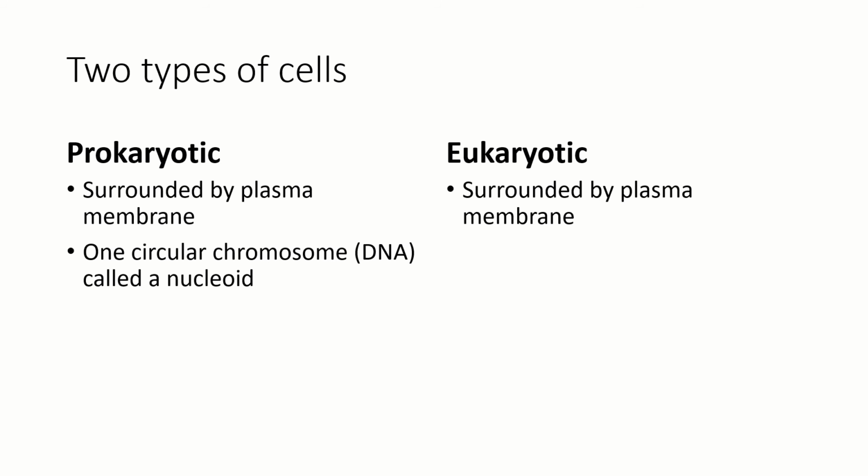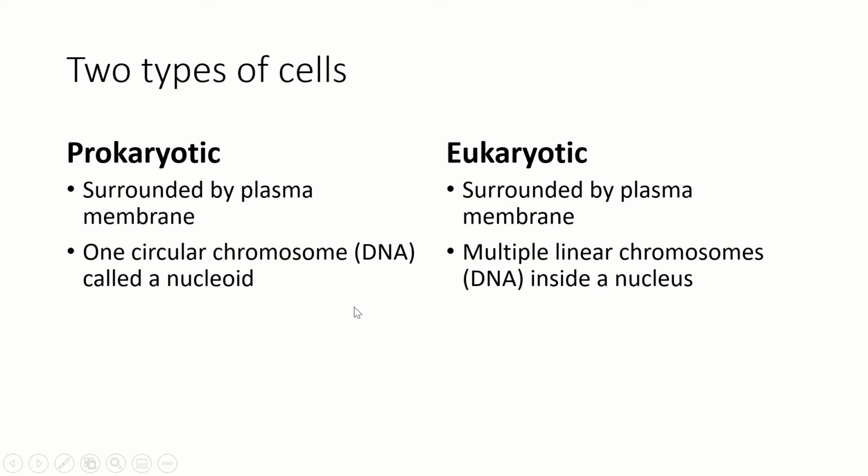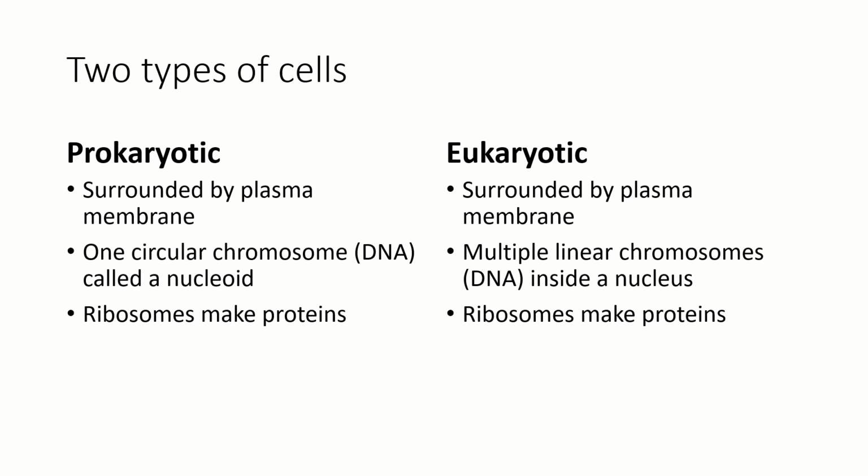Both of them have DNA. In the prokaryotic cell, the DNA is a single strand that's in a loop, and it's twisted up into something we call a nucleoid. In a eukaryotic cell, there are multiple chromosomes. They are in a straight line, not in a loop, and they are held inside a nucleus, which also has a membrane around it. Both types of cells have structures called ribosomes that make proteins. We're going to talk a lot more about those.